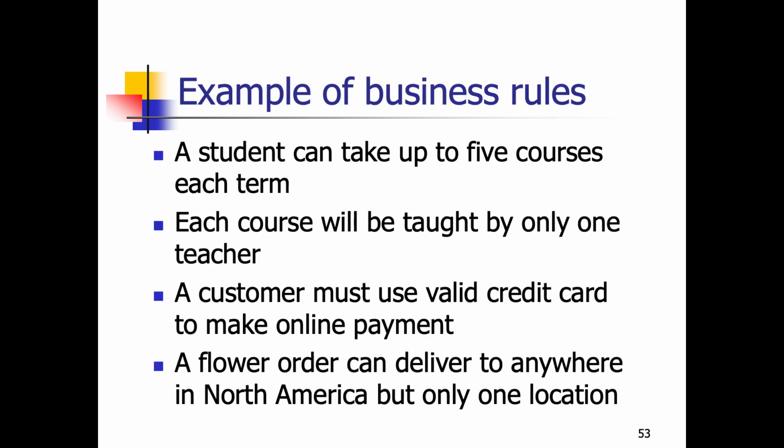And here are just some examples of business rules, like a student can take up to 5 courses each term. Even if you just say many, that's okay. You don't have to put a specific number. And each course will be taught by only one teacher. A customer may use a credit card to make online payments. So these are all the assumptions that a person can make.